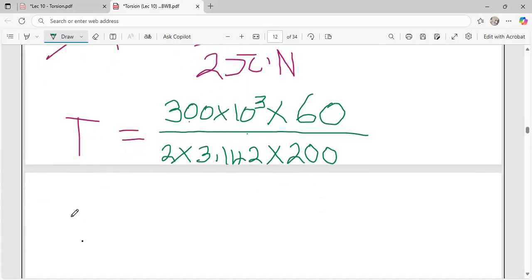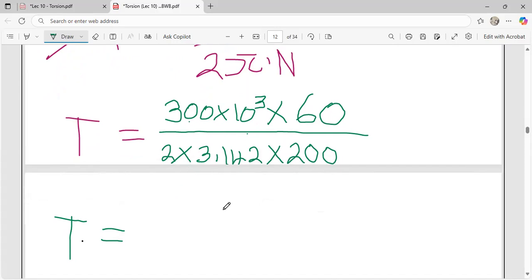Good. At the end of the day, we realize that the answer we are going to be getting for our torque is going to be what? If you punch this into the calculator, let's all do this together. 300 times 10 exponent 3, times 60, all over 2 times 3.142 times 200.